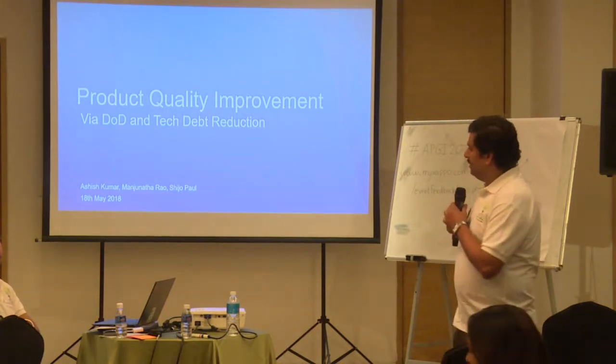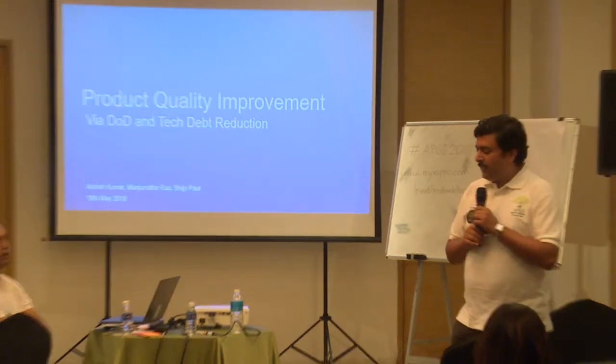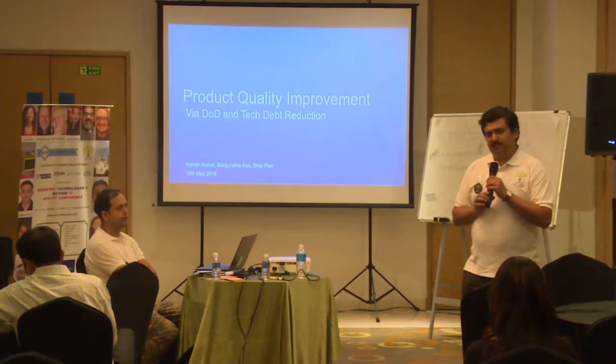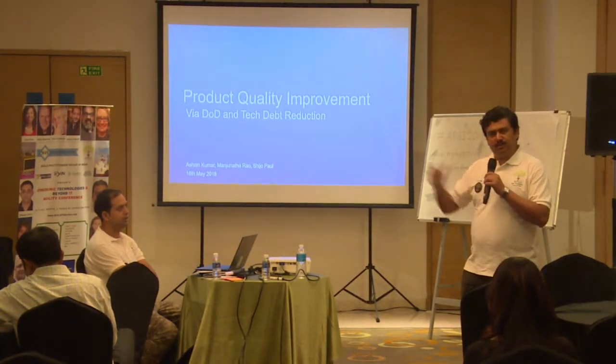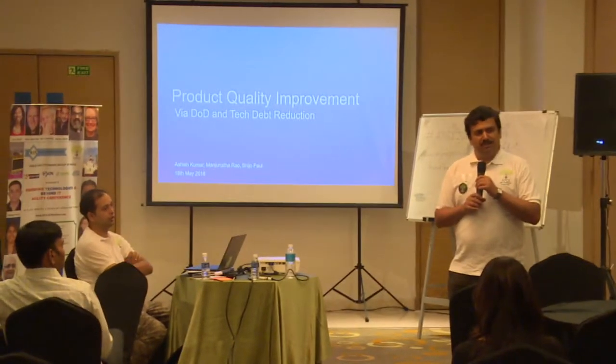So myself, Manjunatha, Ashish, Kumar, and Shijo. Ashish works as a Scrum Master and Agile expert in Cisco. Shijo is a senior Agile coach in Cisco. I used to be part of their team, and now I'm part of the Agile coaching team in Siemens.